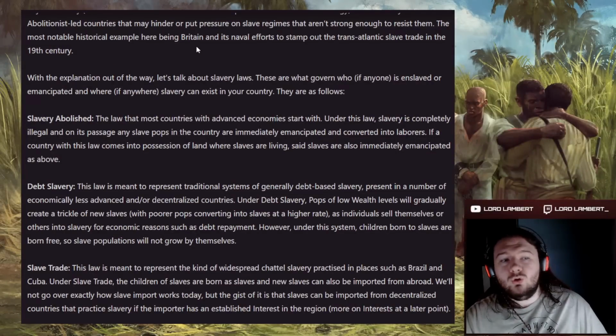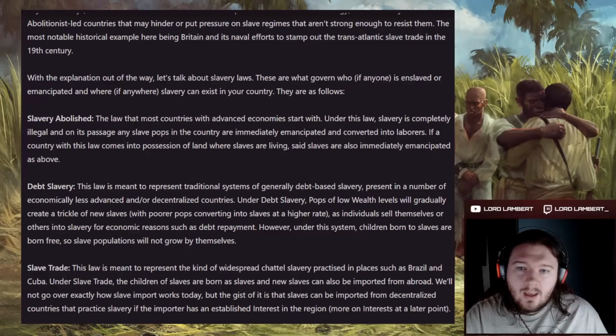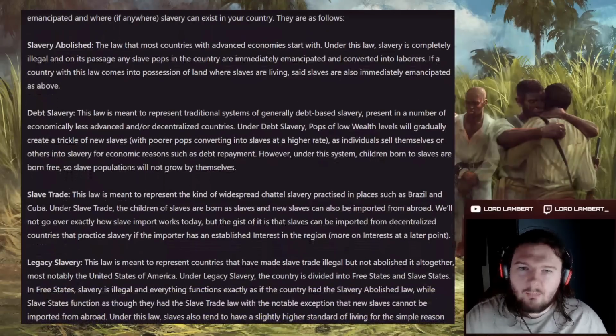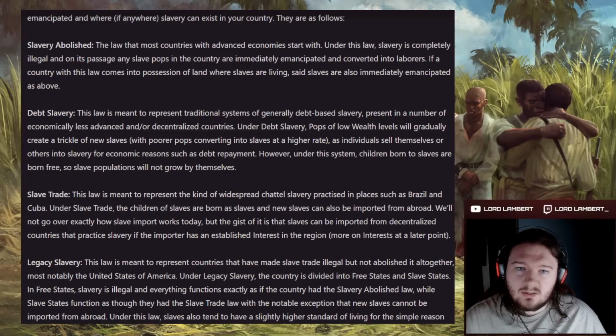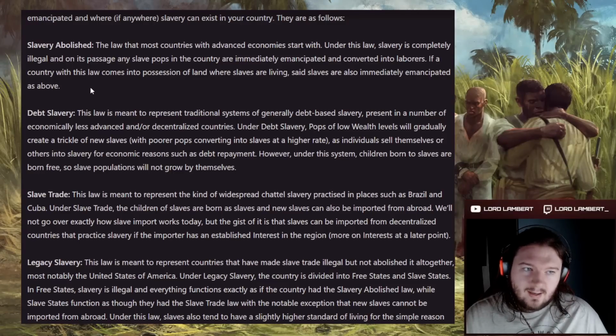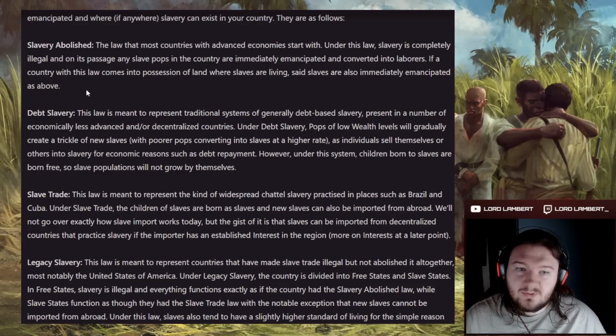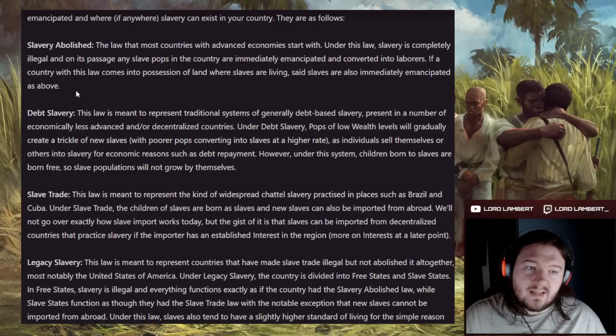These are what govern who, if anyone, is enslaved or emancipated, and where, if anywhere, slavery can exist in your country. These are as follows. So we've got slavery abolished, the law that most countries with advanced economies start with. Under this law, slavery is completely illegal, and on its passage, any slave pops in the country are immediately emancipated and converted into labourers. If a country with this law comes into possession of land where slaves are living, said slaves are also immediately emancipated as above.